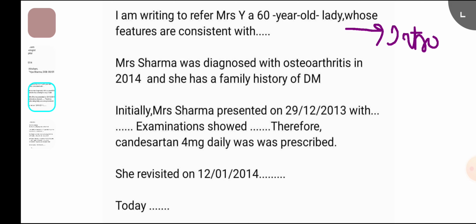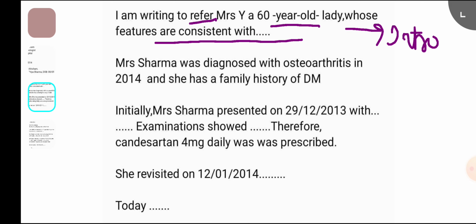So I always say to the students to apply a rule of three here. What's the rule of three? The first thing is, have you sufficiently explained what the patient is and what problem he is having? So let's analyze this. I'm writing to refer, so you're referring the patient. This is the patient whose signs and symptoms are consistent with, say for example, meningitis. So I'm referring the patient. This is the lady with meningitis.